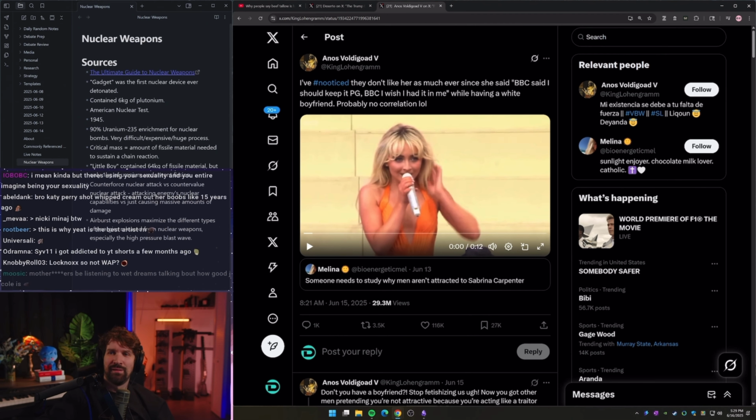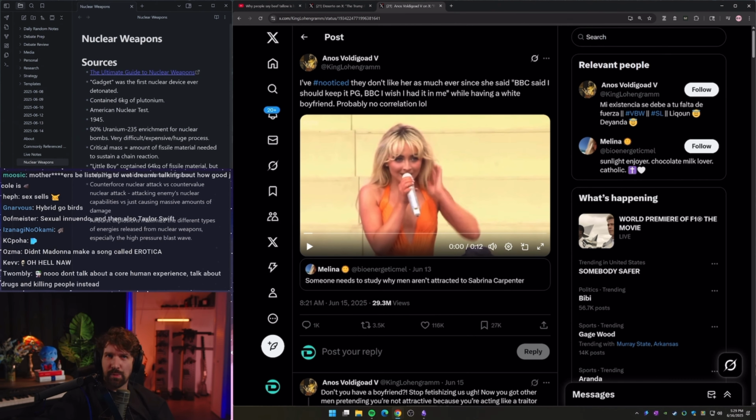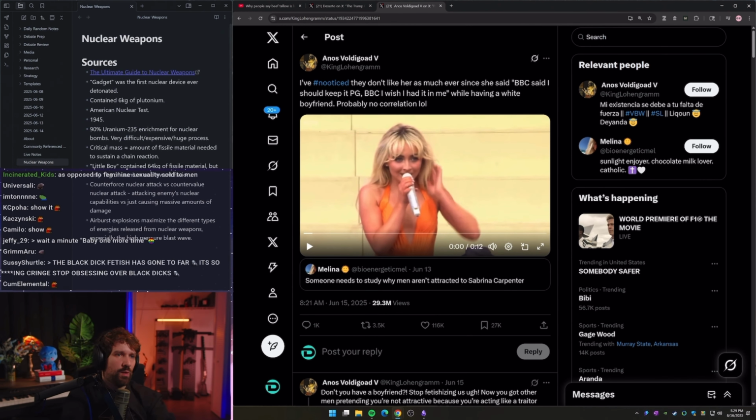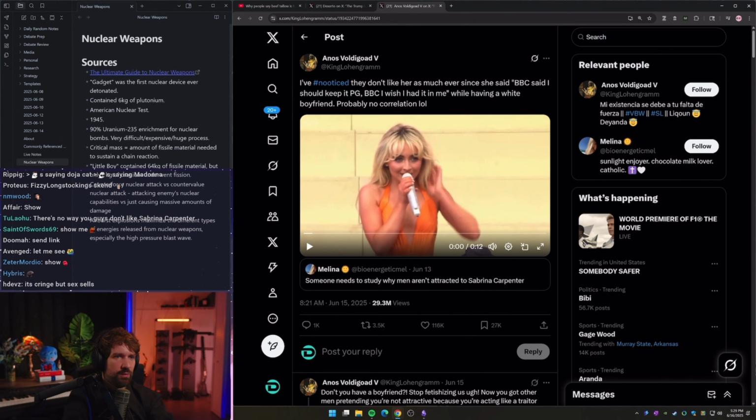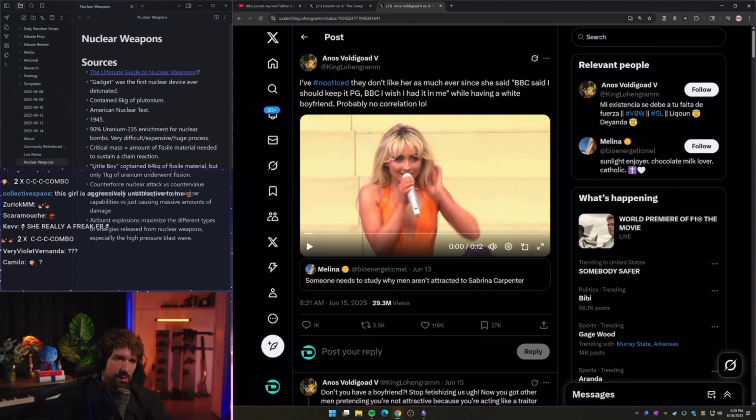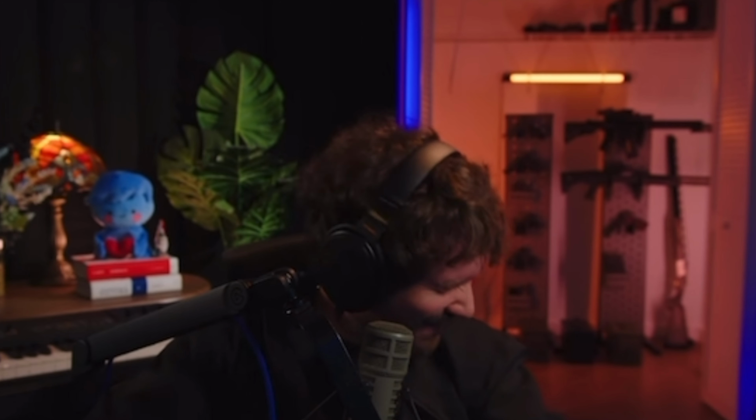Jesus Christ. Wait, how old? This person looks like they're like 15. How old is she? Sabrina Carpenter, age. Oh, 26. Well, born in 1999. 26 years old. What the fuck? Wait, what? That must... Oh, Jesus.